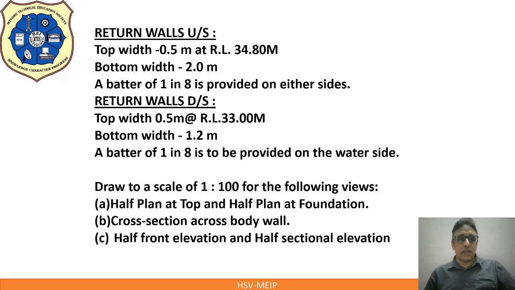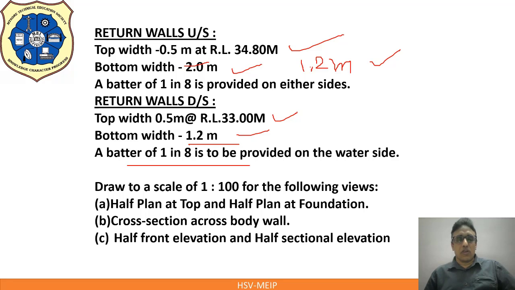Return wing wall details are given. Top width at RL 34.5, and then bottom width is not 2 meter, take it as 1.2 meter. Top width of return wing wall on downstream side at RL 33.0 meter is 1.2. That is, on both sides we are taking 1.2 meter. I think it is a typing mistake. A batter of 1:8 is provided on water side. Here also on the water side we have to take the batter of 1:8.